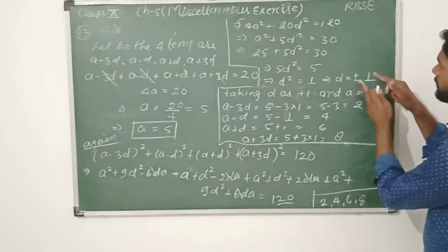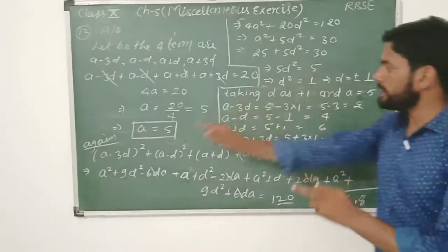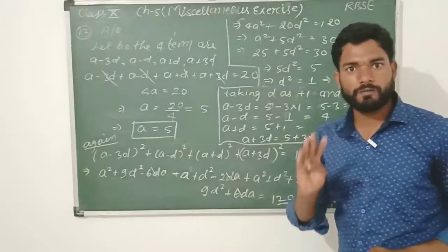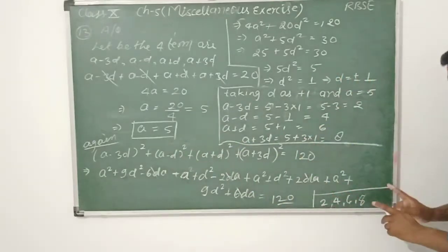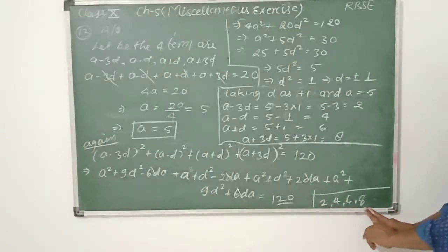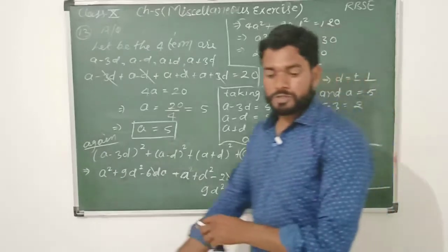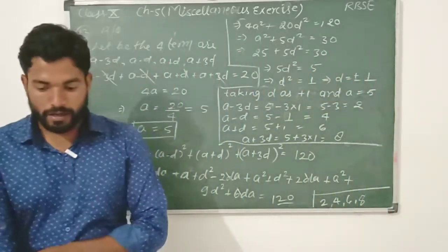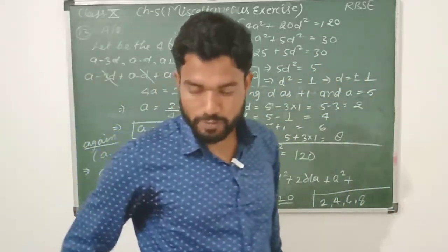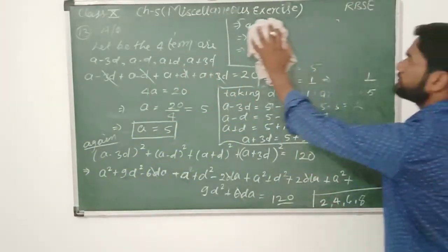This part you will solve yourself. If d is minus 1 and a is 5, then you will again get the 4 terms, and these 4 terms will be 8, 6, 4 and 2. Clear? So students, please copy it right now, and let's proceed to the next question, question number 14.